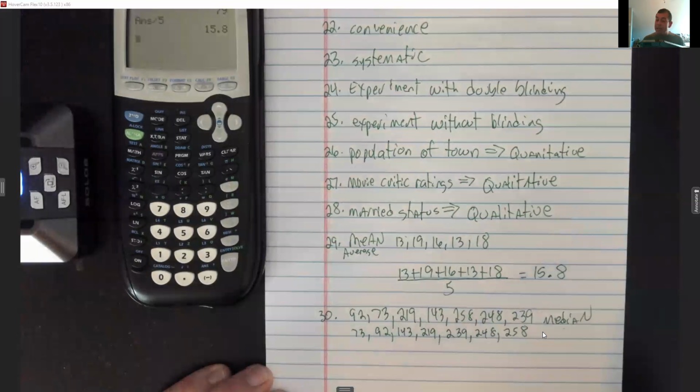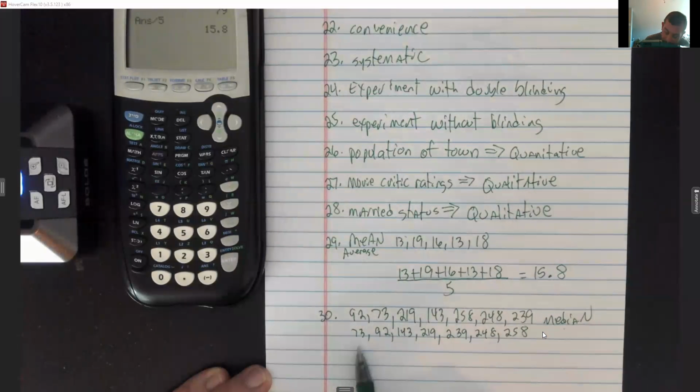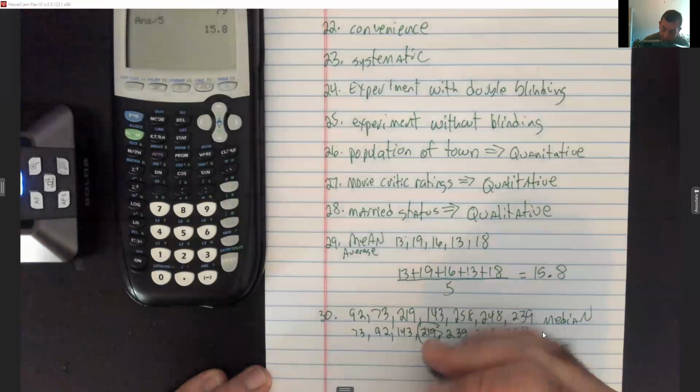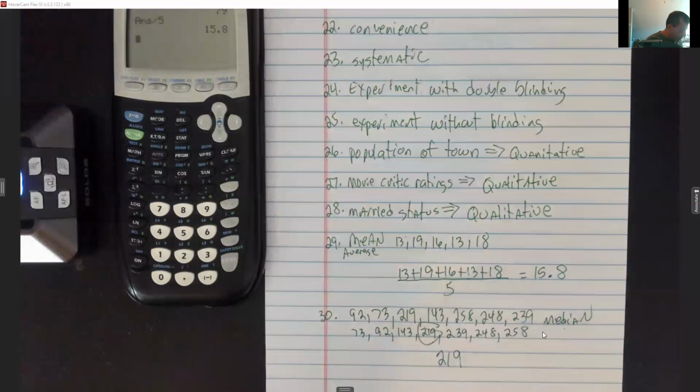So remember, the median is the middle one. When it's an odd number, you pick exactly the middle. So let's see, I got 7 of them. So the middle one would be 219. So my median is 219.